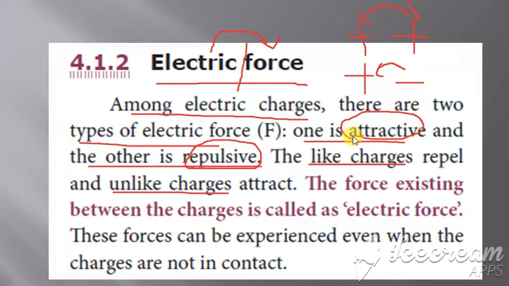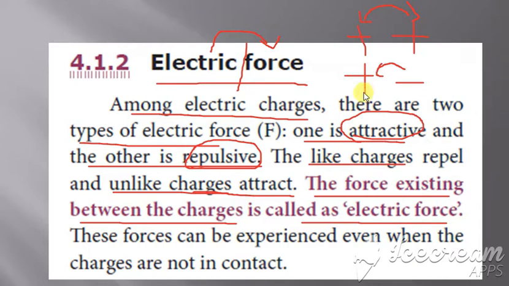So among the electric charges there are two kinds of forces: one is attractive, the other one is repulsive. The like charges repel and the unlike charges attract. Clear with this? Then the forces existing between the charges are called electric forces. Whatever the force is, either attractive or repulsive, the force existing between the charges is called electric force.